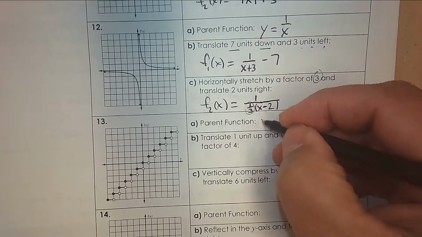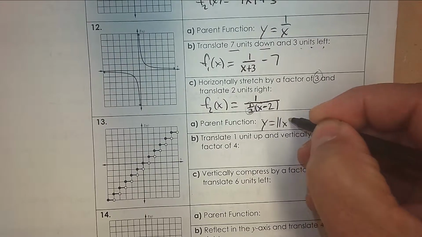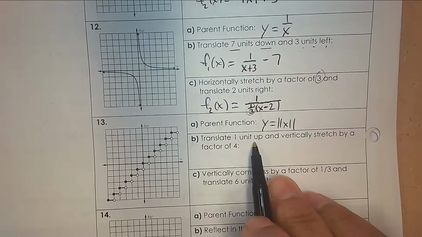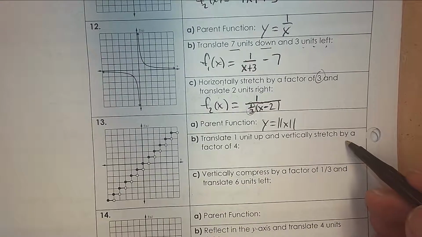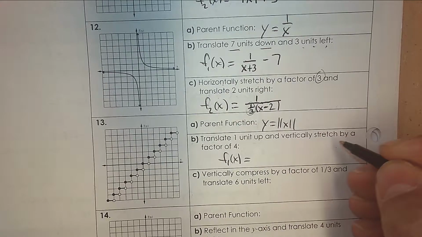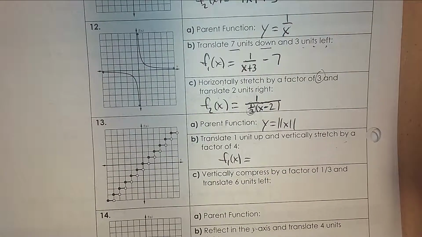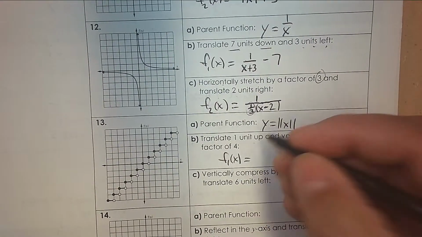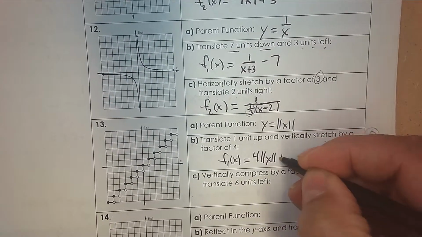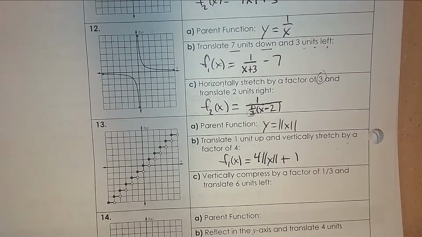Parent, this is the greatest integer function, the double bar. Can you go 1 unit up and then vertically stretch by a factor of 4? So when it vertically stretches and goes up, it's on the outside. So a vertical stretch by 4 means you multiply it on the outside by 4, and then up 1 means you just add 1 at the end.